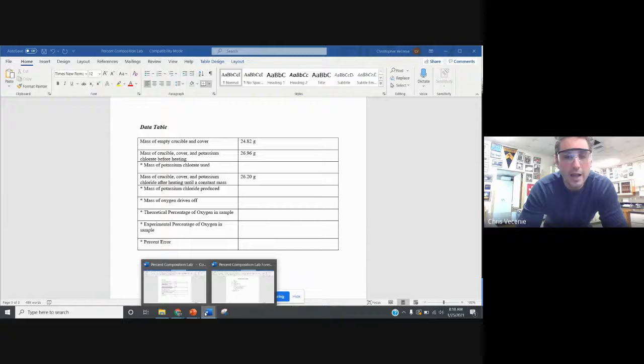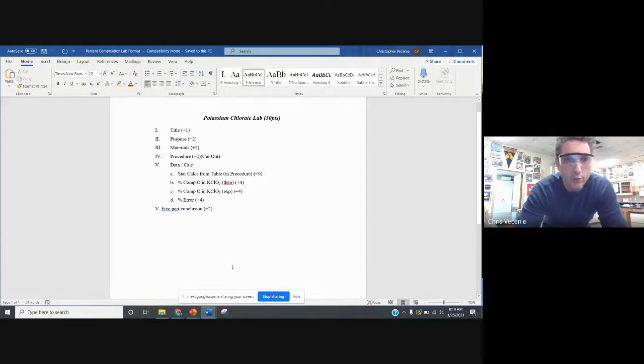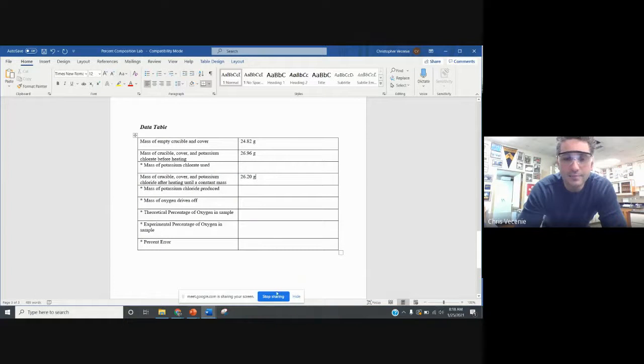And one more time, just as a reminder, you need a title, a purpose, materials. Don't worry about the procedure. Your star calculations, which will include your percent comps. A is really just the first stars with the subtractions, and then B and C and D are the rest of the stars. So that's all the star calcs. And then your five-part conclusion. I just need one lab report from you and your partners.